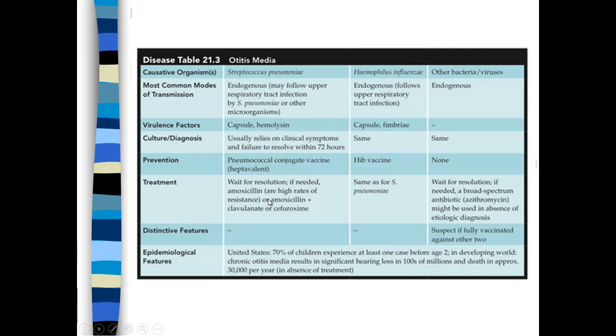Amoxicillin. And amoxicillin plus clavulanate, which is clavulanic acid, that is basically Augmentin, and this makes amoxicillin resistant to penicillinase, and so it will bypass bacteria that have penicillin resistance. And cefuroxime is rare. I don't know as much about that. Same for Hib.